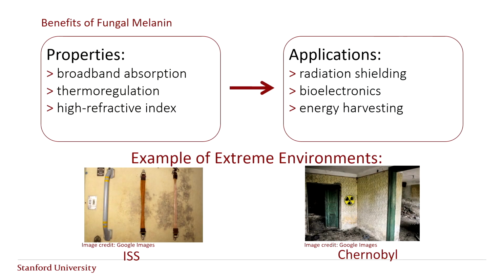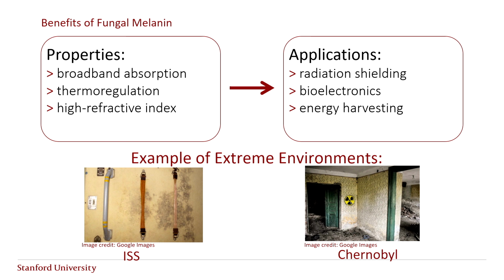And so Andrew gave a great explanation of what exactly melanin is, so I don't have to go into that. But again, some of its properties are that it has broadband absorption, thermal regulation, and a high refractive index. And because of these really cool properties, it has applications in radiation shielding, bioelectronics, and energy harvesting. And fungal melanin in particular is also really great because it can live in these harsh environments that we talked about.